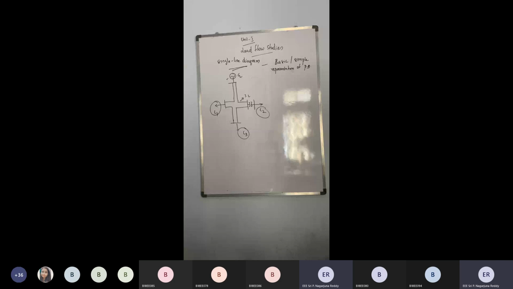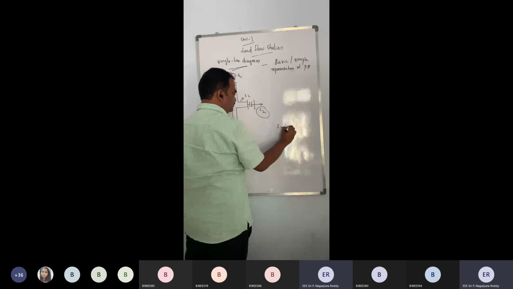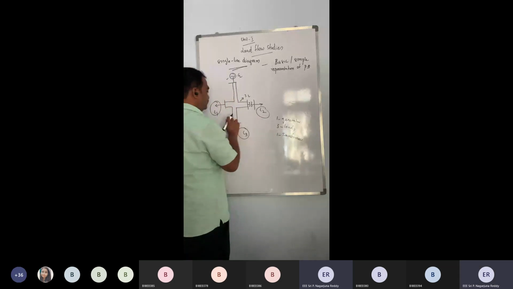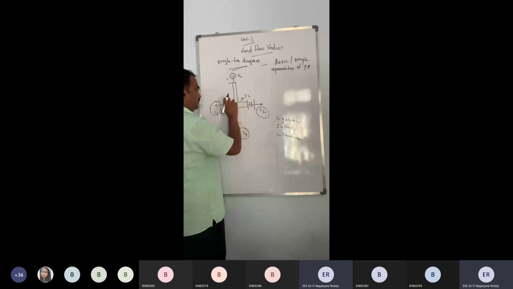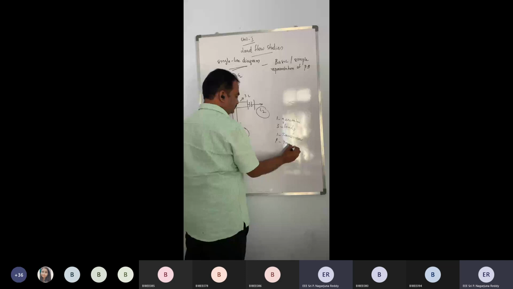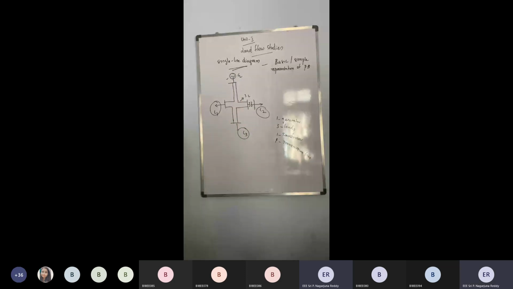Now, if you carefully see, how many elements are there? These are the loads. I do have three loads. I do have one generator. I do have one transformer. I do have 1, 2, 3, and 4 transmission lines. This is the information which I have gathered from the single line diagram.